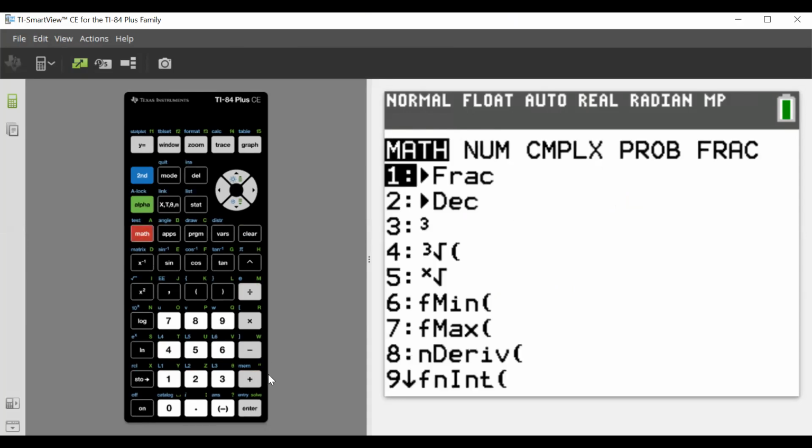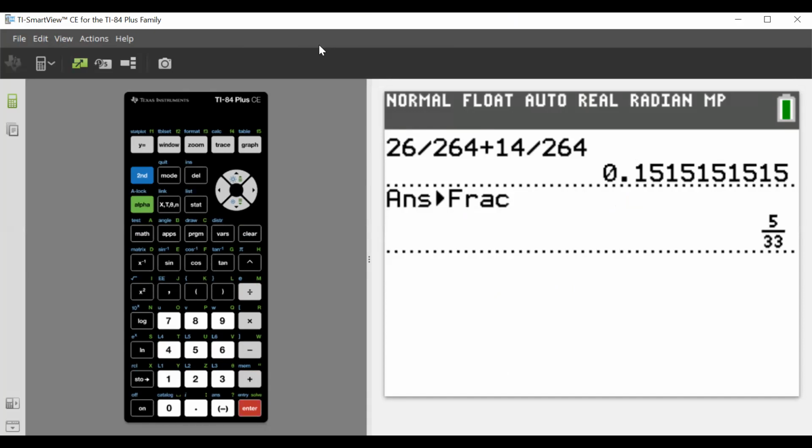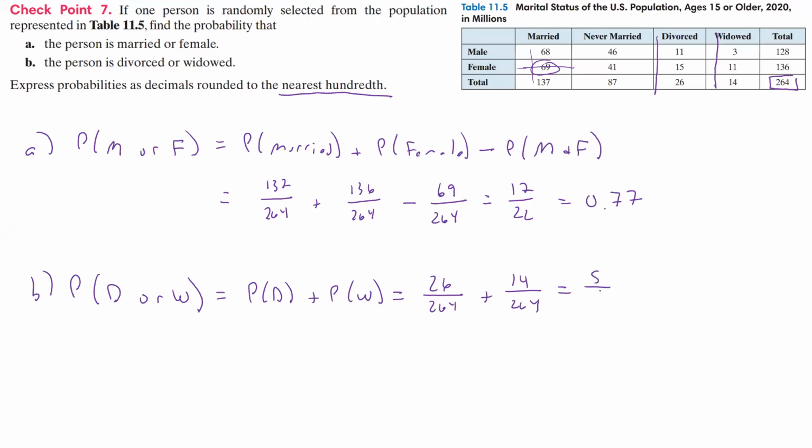Well, can we convert that to a fraction? Yeah, it's going to be 5 out of 33. Okay. And so we get 5 out of 33, or 0.15 rounded to the nearest hundredth. All right, so let's stop there and we'll come back for more.